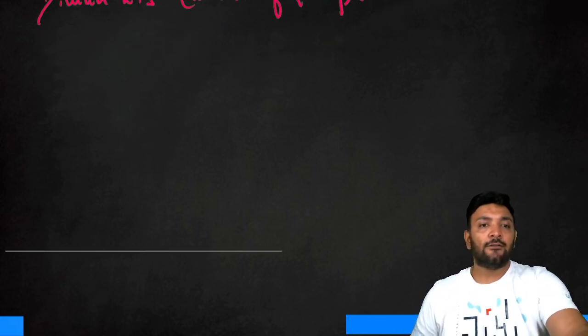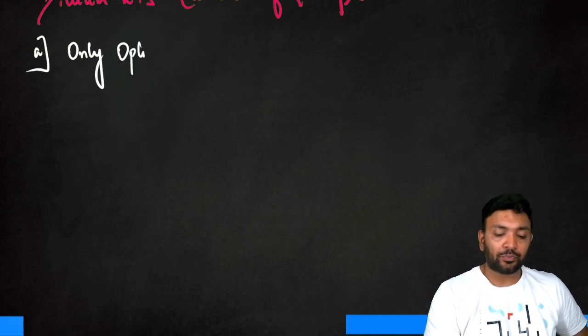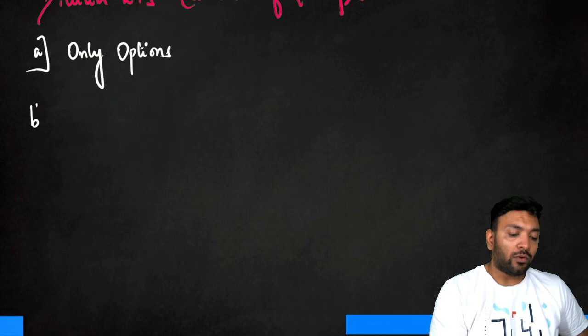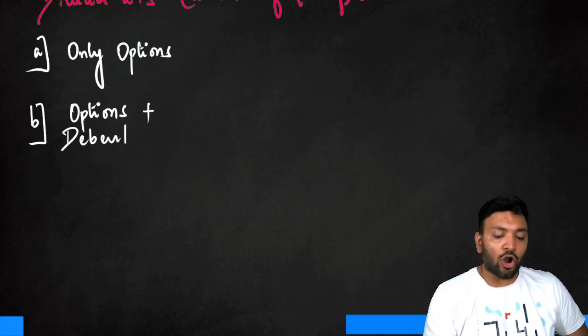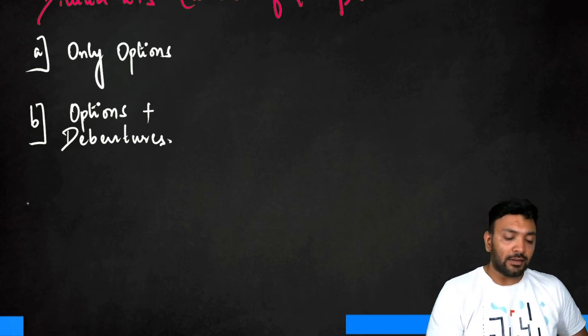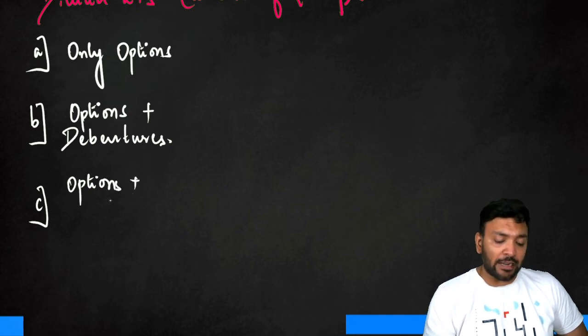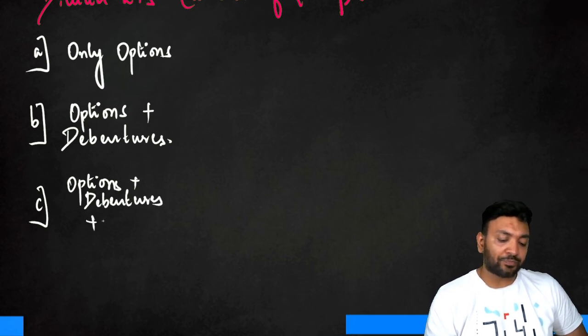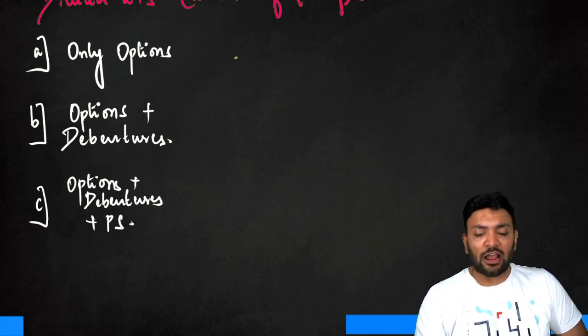Three ranks, three things I will count. First one, only options, which is my first rank. Second rank was debentures. So options plus debentures on a cumulative basis. Third one, third rank: options, second rank of debentures plus third rank of preference shares. Now calculate. I don't have to calculate. I already have the answers.